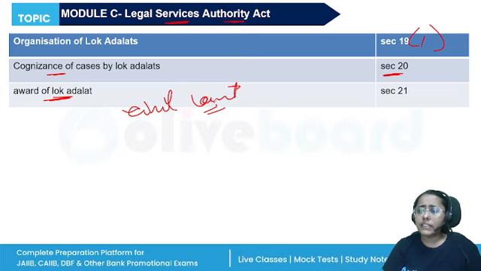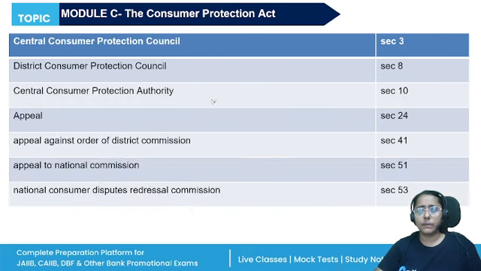Again, the Lok Adalat has all the powers: summoning and enforcing the attendance of any witness, discovery and production of any document, reception of evidence on affidavits, requisitioning any public record or document, or any other matter. The Lok Adalat has equal powers.